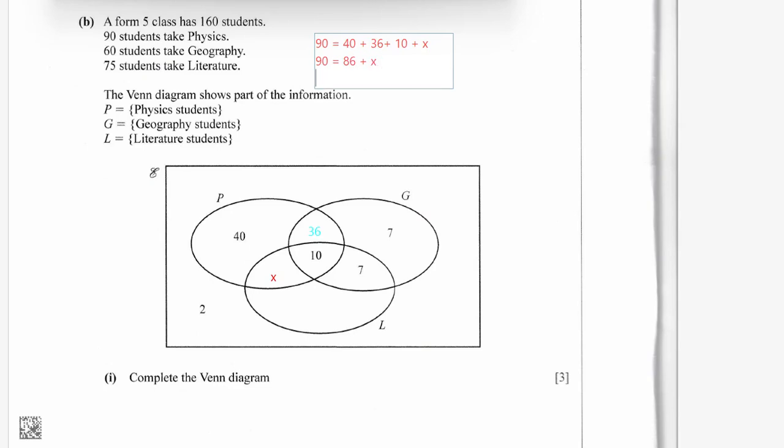If you subtract 86 from both sides, you are going to get that X is equal to 90 minus 86, which means that X is equal to 4. Now let's replace X with the number 4. Which means now we have 4 here. Nice one. Let's move on to the last part, which is the literature section.